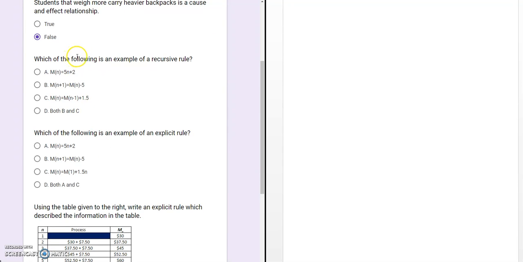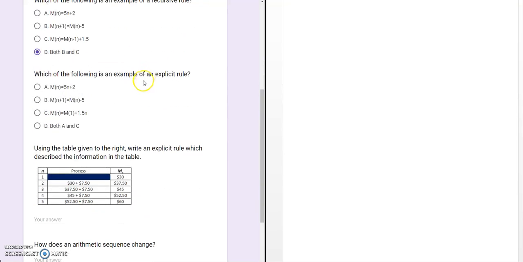Which of the following is an example of a recursive rule? Remember, in a recursive rule the only thing changed is the common difference or the common ratio. So in this case, it's both B and C. Notice -5 and +1.5 is the only thing that's changed. That's a recursive rule.